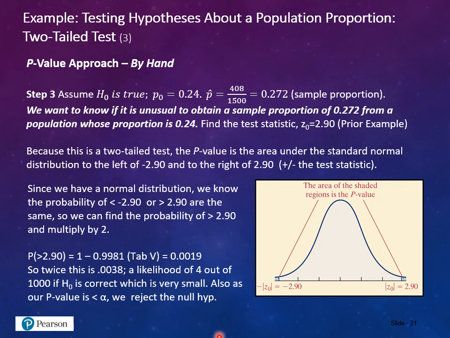Assuming that 0.24 is the population proportion, this, of course, is a very, very small probability. Also, we can see that our p-value of 0.0038 is less than alpha. Remember, that's one of the conditions where we would reject the null hypothesis.